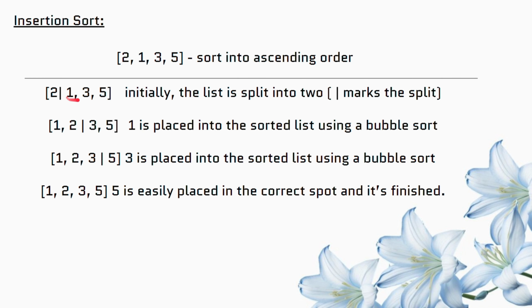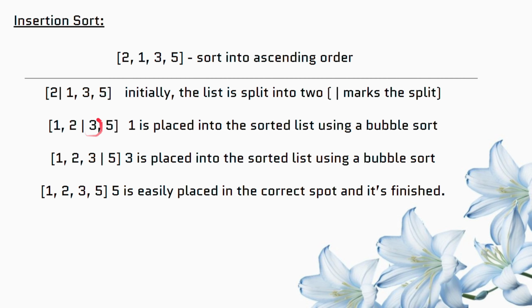So what we want to do is place this element 1 into the sorted list in its correct position. So what we would actually do is compare 1 and 2. Since 1 is less than 2, it goes to the left of 2. And that's our first, I don't want to say pass, but that's our first comparison. That's our first element placed into the sorted list, right? 1 is placed in the sorted list using a bubble sort.